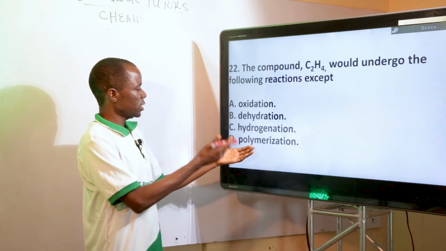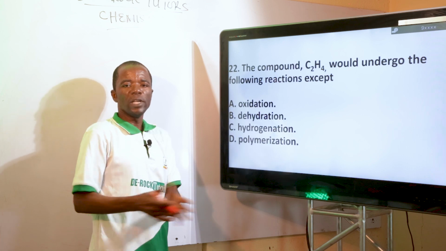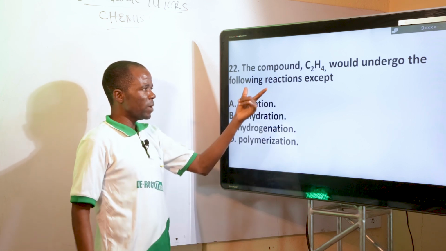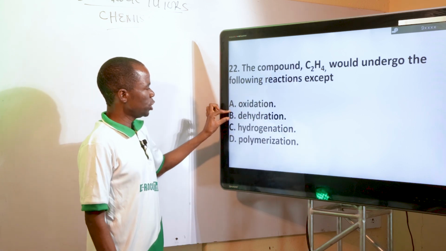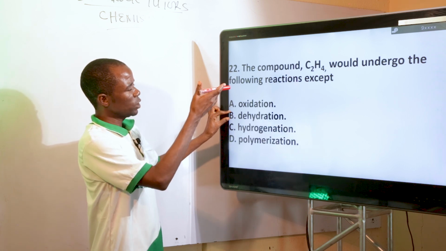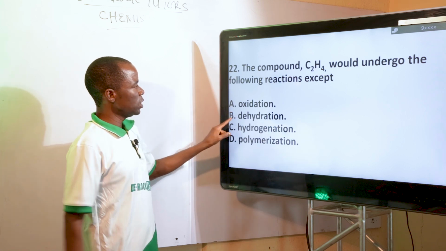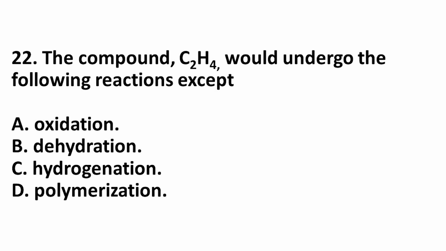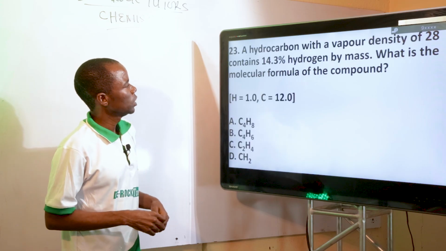And also, ethene will undergo polymerization. After all, polyethylene is produced from polymerization of ethene. So the only reaction that ethene, which is the compound here, cannot undergo is dehydration. Option B. Number 23 now.